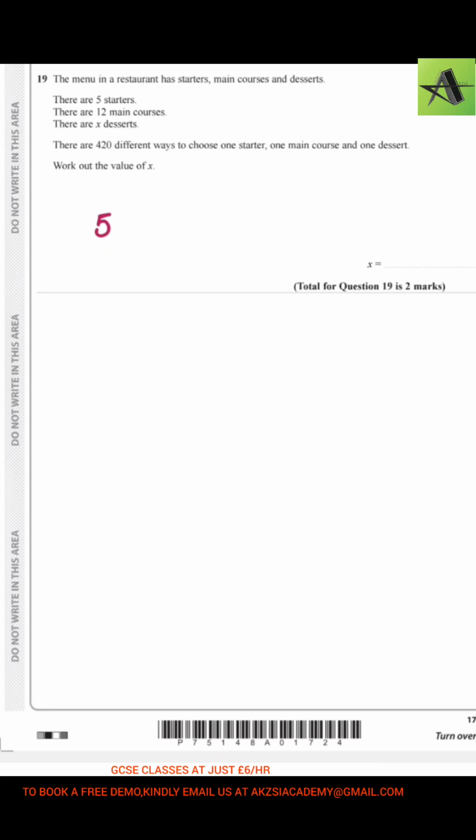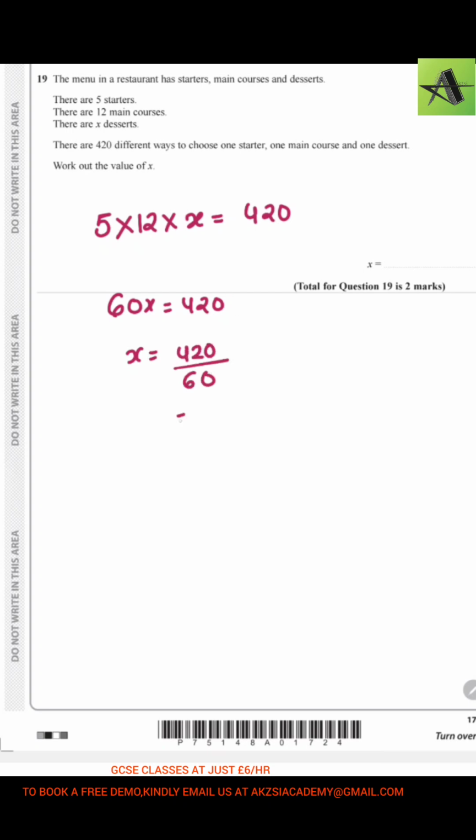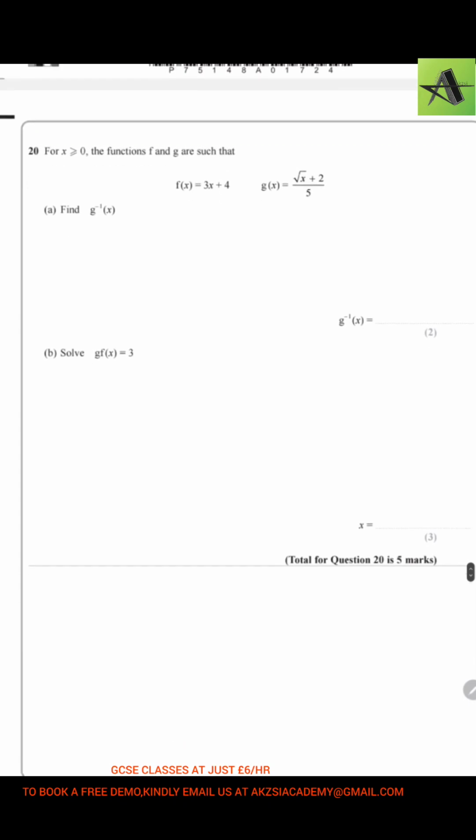So 5 options I have for starters, multiplied by, there are 12 main courses, so I have 12 different options. So 12 multiplied by, I have x desserts, so I have x options, and this equals 420, which means 60x equals 420. Dividing both sides by 60, x is 420 over 60, which is 7. That means x is 7. I have 7 desserts. Moving on to the next one.